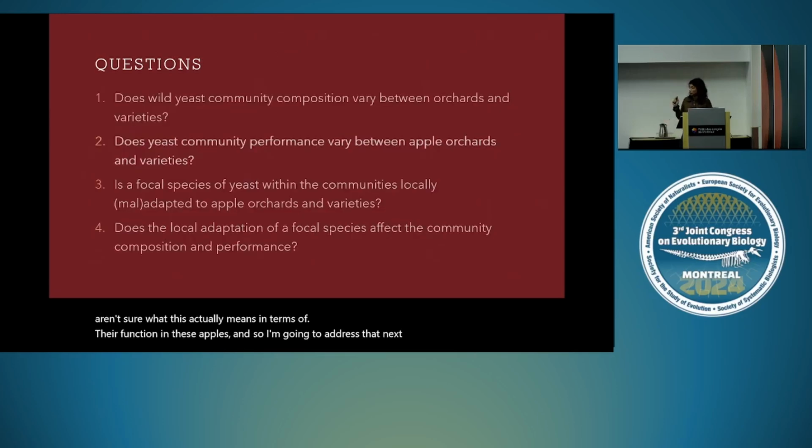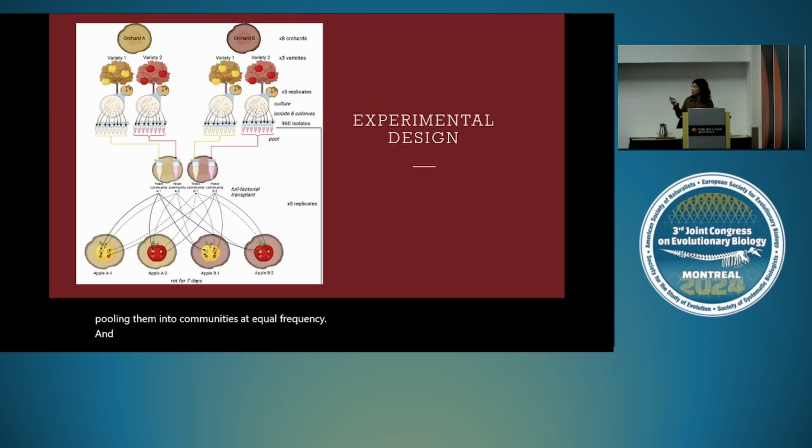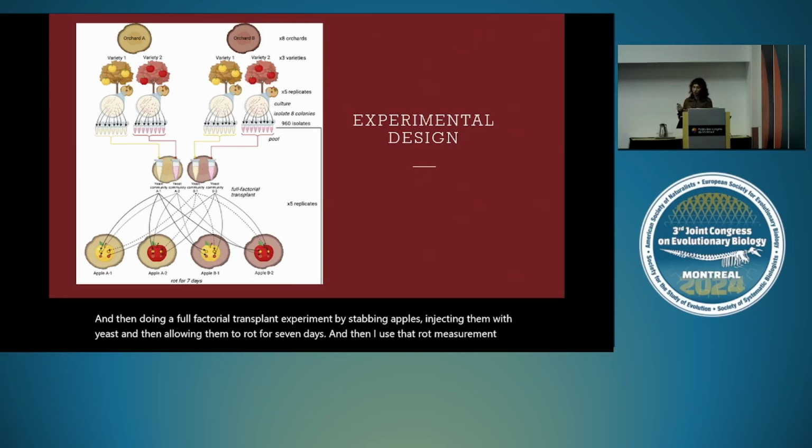And so I tested this by taking those same yeasts that I isolated, pooling them into communities at equal frequency, and then doing a full factorial transplant experiment by stabbing apples, injecting them with yeast, and then allowing them to rot for 7 days. And then I used that rot measurement as a measure of their performance.